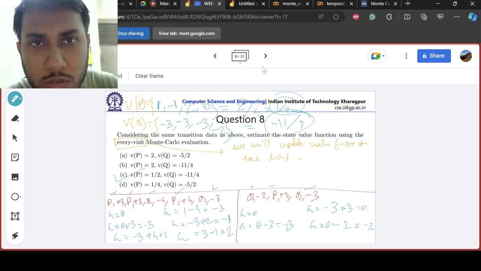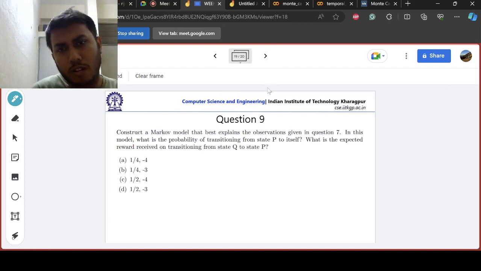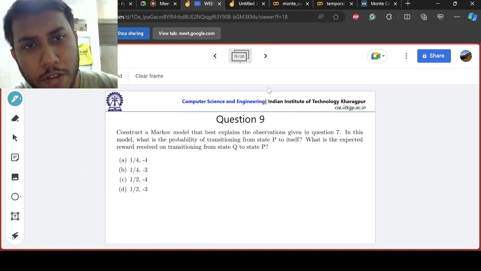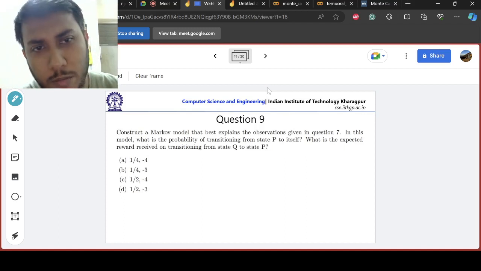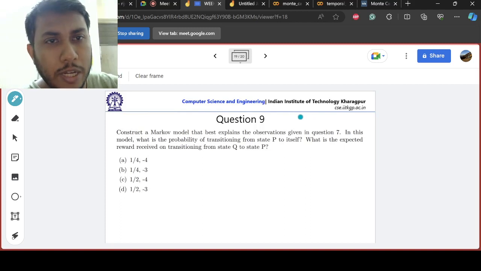Okay, so let's go to the next one. Consider a Markov model that explains the observation given in question 7. I mean, same question. In this model, what is the probability of transition from P to P itself? What is the expected reward on transition from Q to P? Okay, so let's draw the model first.